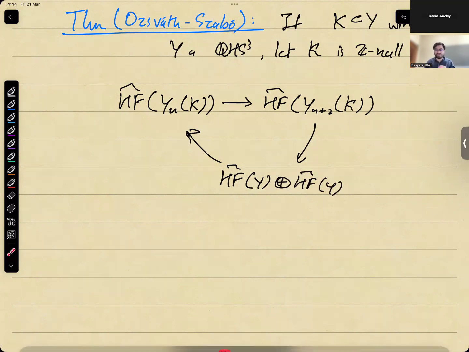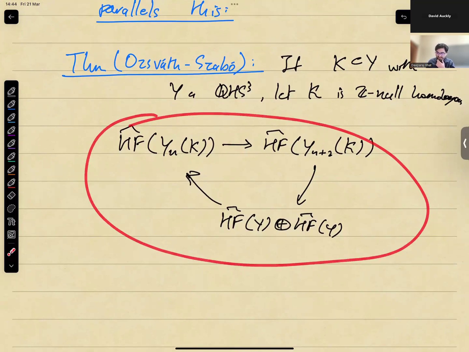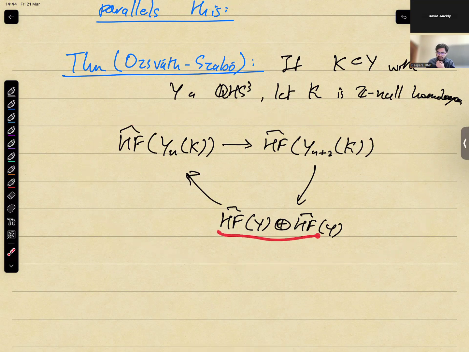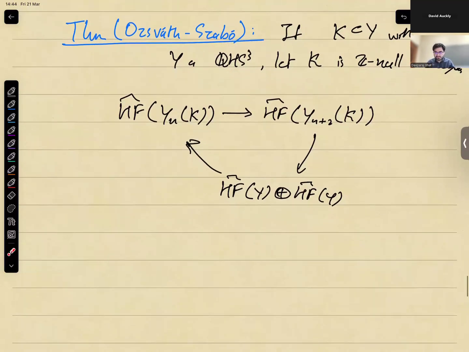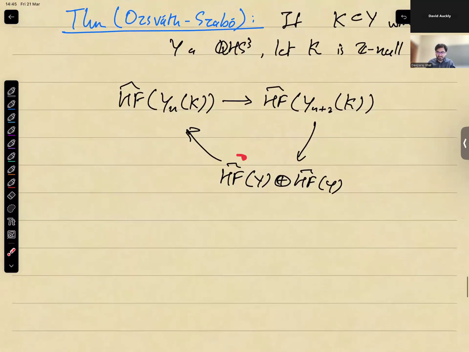So in this situation, if you're going from n surgery to n plus 2 surgery, then this map is not related to the map that we have, but this overall triangle stays completely within the realm of three-manifolds, and you get two copies of your infinity surgery homology rather than a knot homology. So this was known, and the project started with maybe trying to prove this again in the instanton world, and that didn't happen. Instead, this was replaced by some knot version.